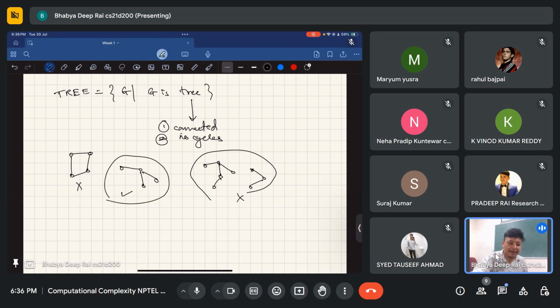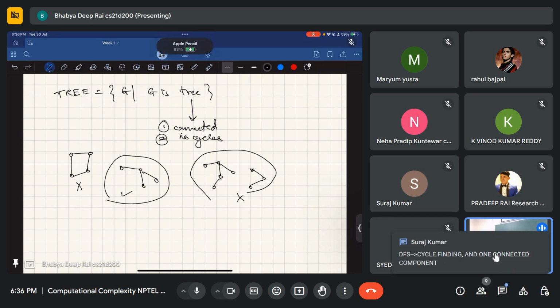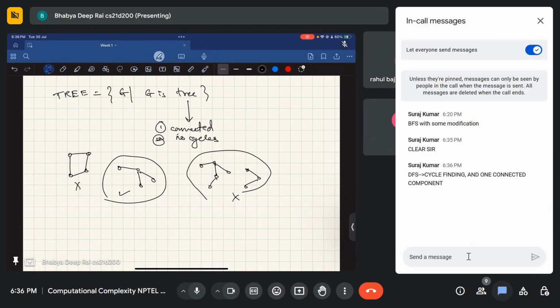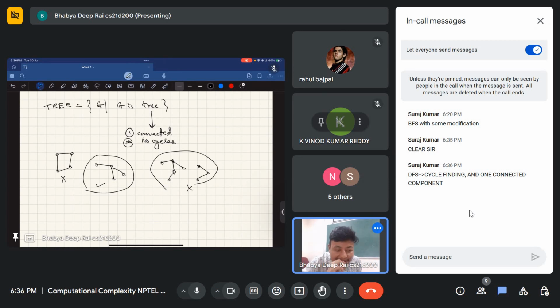So does anyone have any idea on how to check whether it's true? Okay, Suraj already has one. DFS cycle finding and one connected component. Cycle finding using DFS, Suraj.